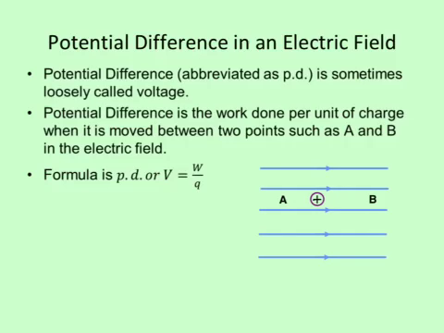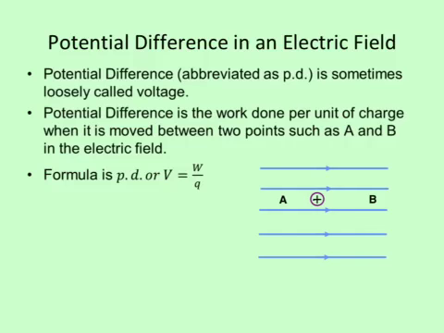Potential difference in an electric field. Potential difference, abbreviated as PD, is sometimes loosely called voltage. Potential difference, or voltage, is the work done per unit of charge, or per coulomb of positive charge, when it is moved between 2 points such as A and B in the electric field. The formula is PD or V equals W over Q, work per unit charge.